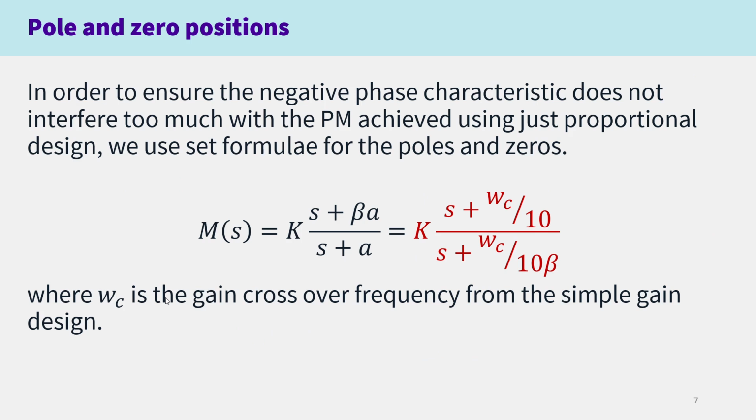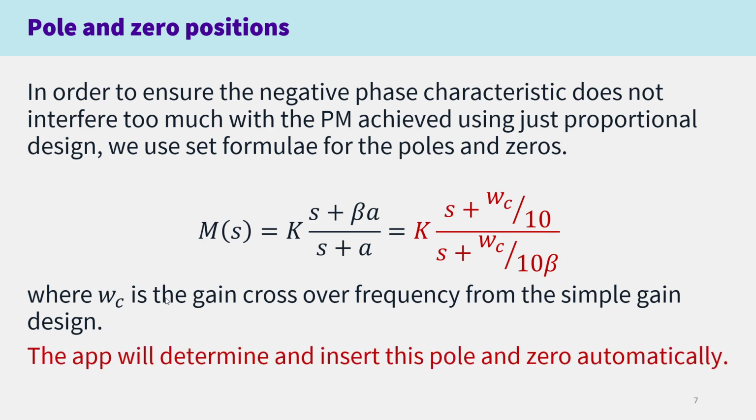What about the pole and zero positions then? In order to ensure the negative phase characteristic does not interfere too much with the phase margin you achieved with your proportional design, we use set formulae for the poles and zeros, so there's no flexibility here. You have to choose these values. So you'll see the zero is chosen as omega c over 10, and the pole is chosen as omega c over 10 beta, where omega c is the gain crossover frequency you got from your simple gain design. Now within the app, it will determine these values automatically and insert them for you. You don't need to do the computations because it already knows.